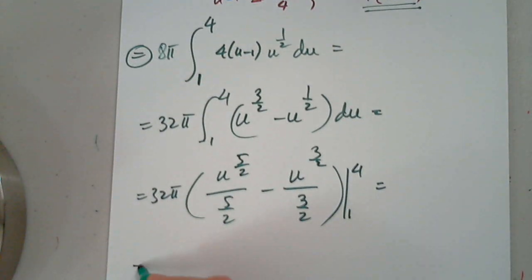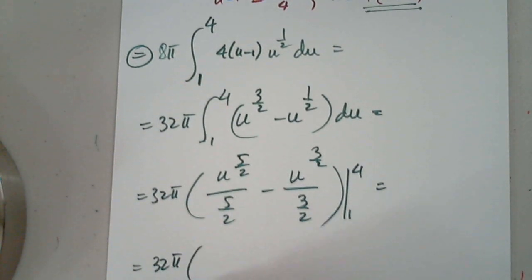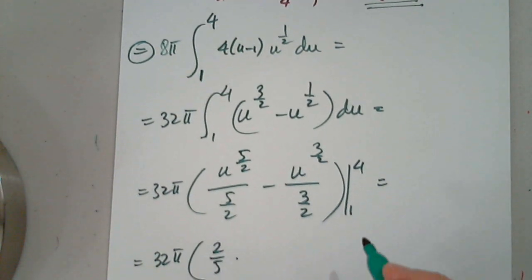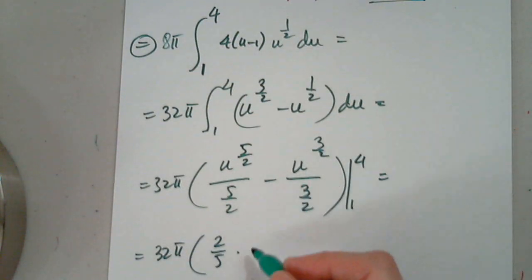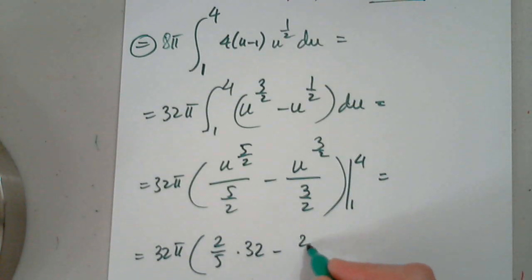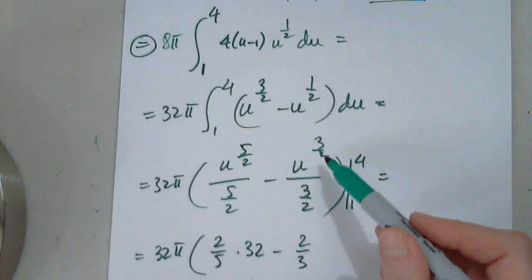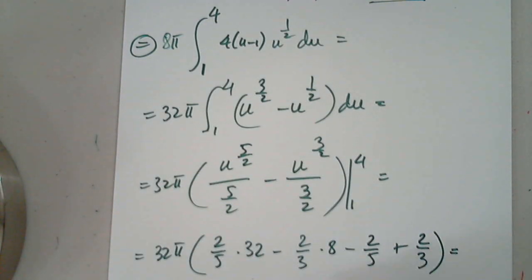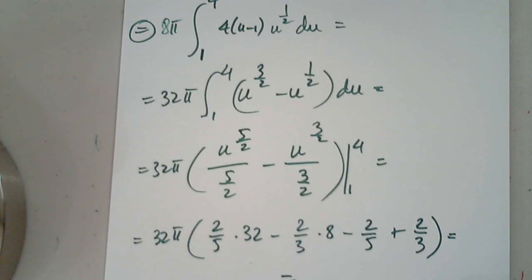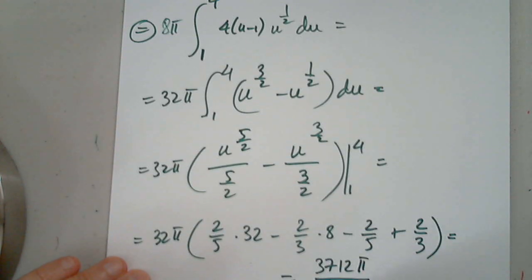Okay, let's see what we get here. 32 pi times (2/5 times the square root of 4 to the 5th, which is 32, minus 2/3 times the square root of 4 cubed, which is 8, and minus 2/5, but plus 2/3). When you perform all these calculations, I got 3712 pi over 15. Thank you.